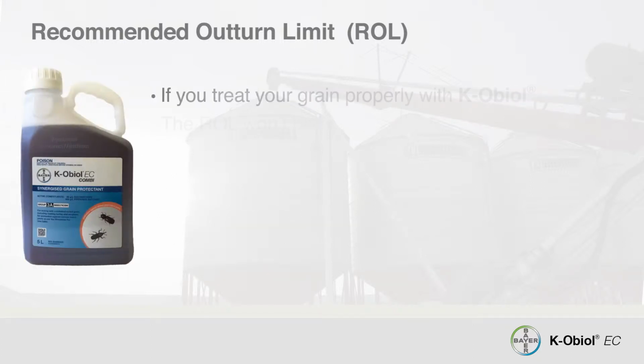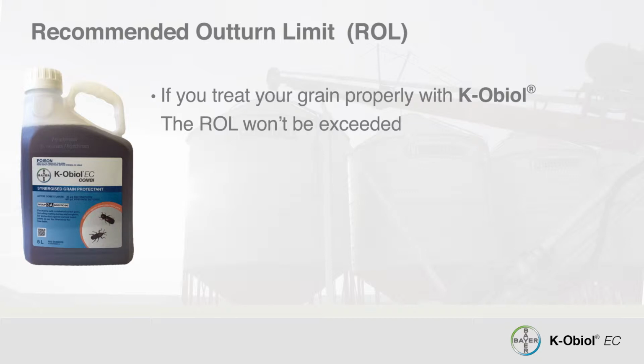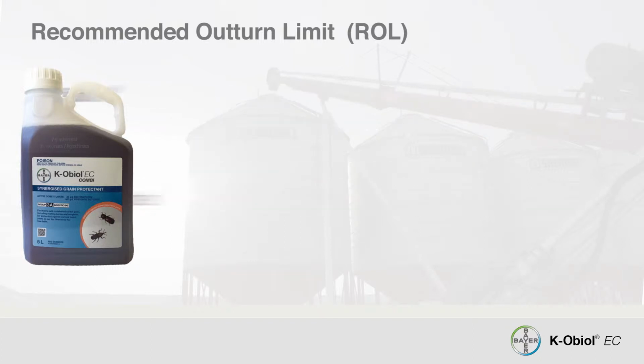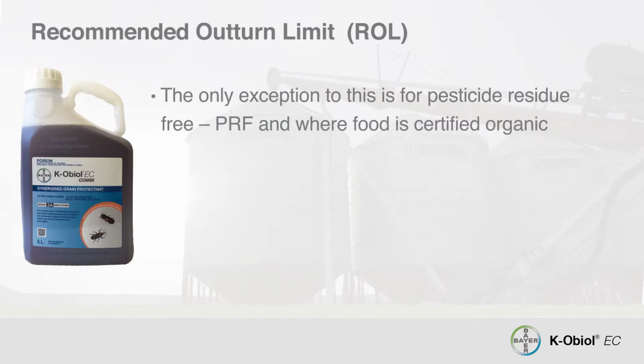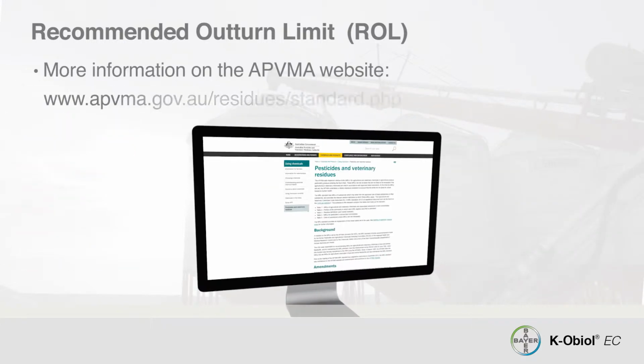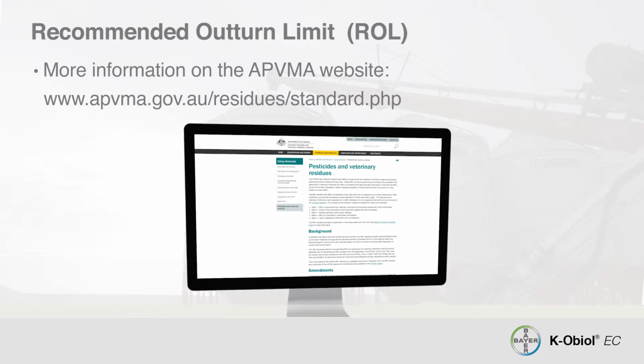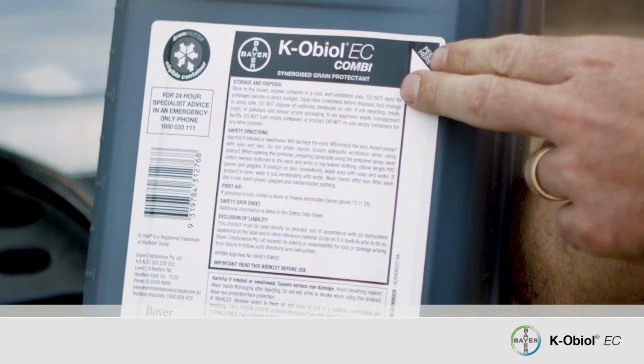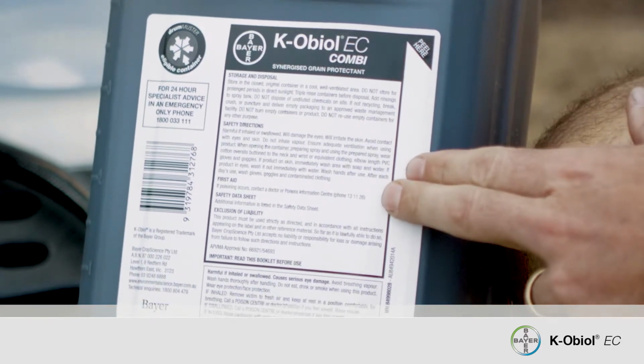And the good news is that if you treat your grain properly, the ROL won't be exceeded, and there are no uses in Australia where K-Obiol treated grain is not accepted. The only exception to this is for pesticide residue free markets, or PRF, and where food is certified organic. There is more information on this on the Australian Pesticides and Veterinary Medicines Authority website. The key to protecting your income is to make sure you use K-Obiol properly.